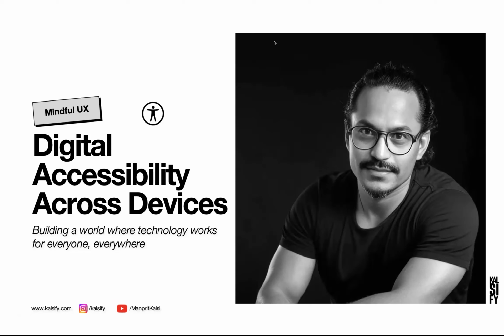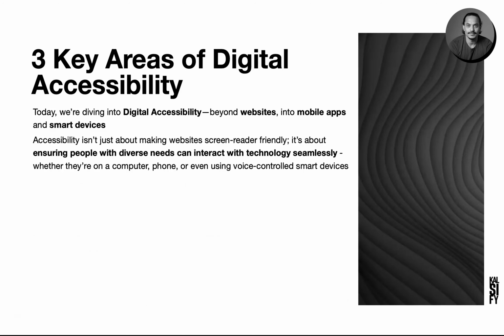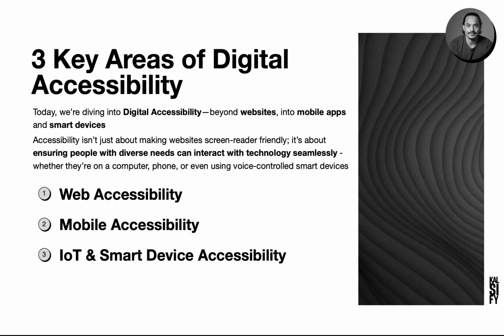Digital accessibility across devices, web, mobile, and IoT. Let's talk about digital accessibility, not just on websites, but across all digital devices we use daily, including mobile apps and smart devices. Accessibility isn't just about making websites screen reader friendly, it's about ensuring people with diverse needs can interact with technology seamlessly, whether they're on a computer, phone, or even using voice controlled smart devices. Let's break it down into three key areas: web, mobile, and IoT accessibility.